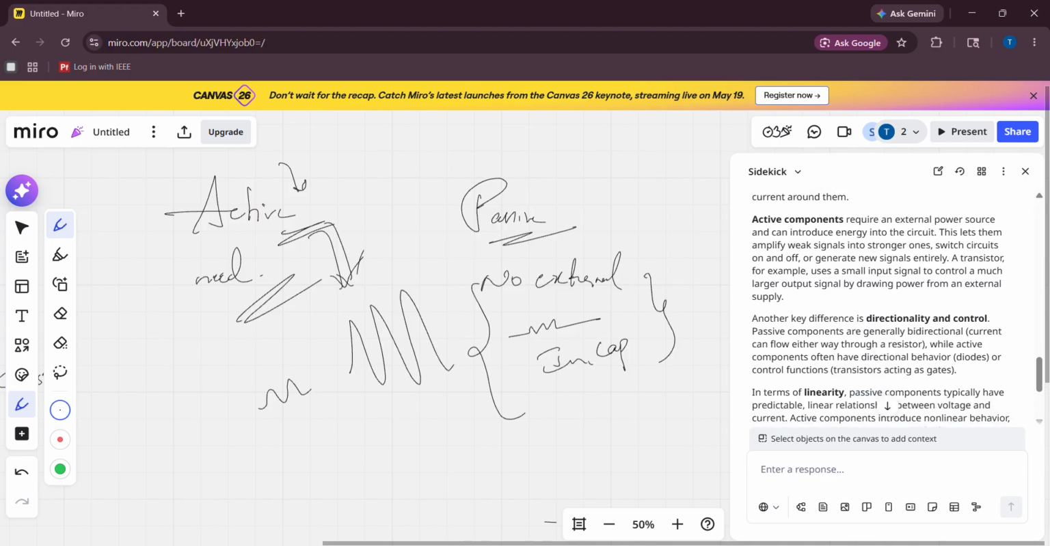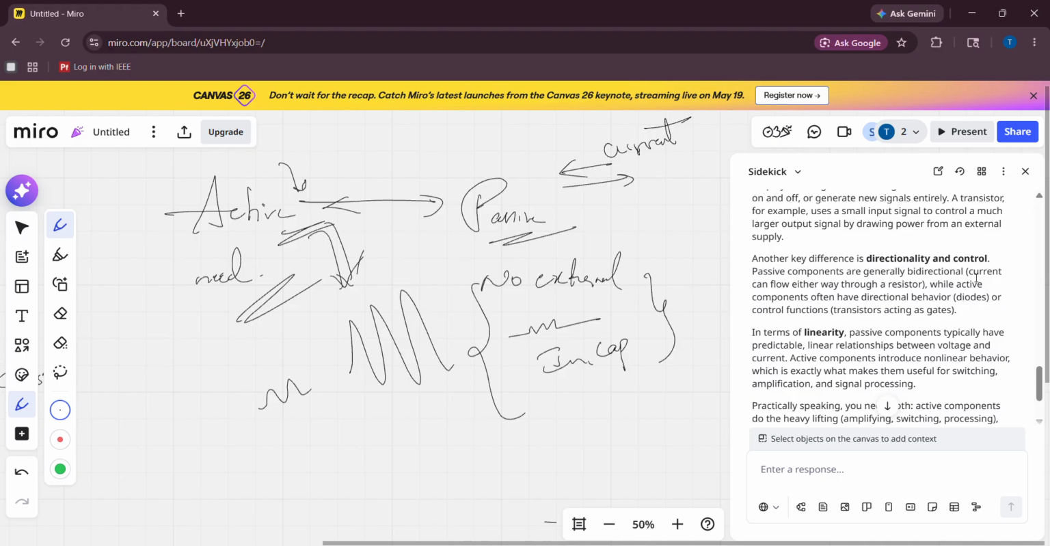Another key difference is directionality and control. Passive components are generally bidirectional, so the current flows in both directions. While active components often have directional behavior or control functions, which means current can only flow in one direction. It can't flow bidirectionally.